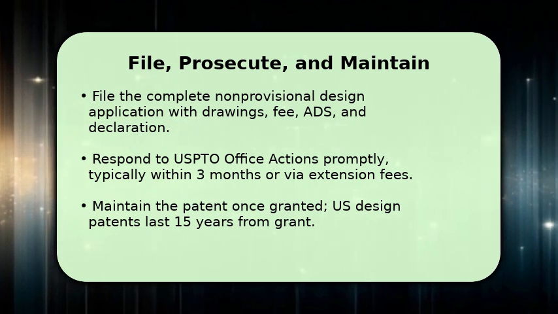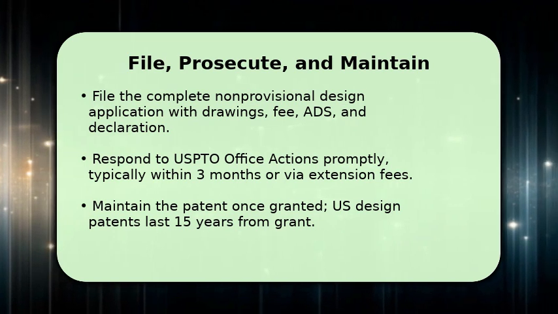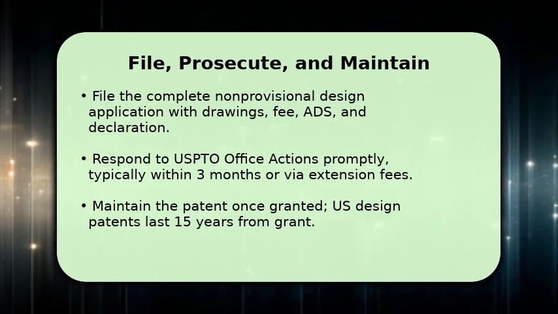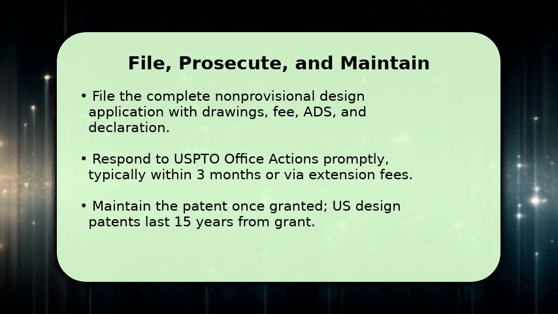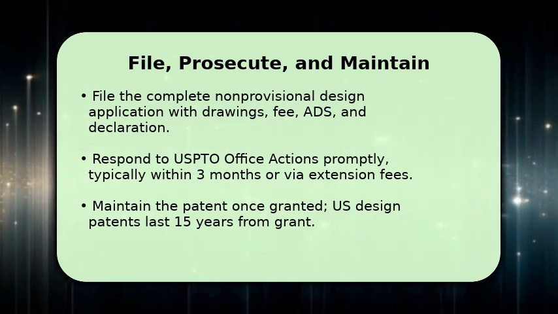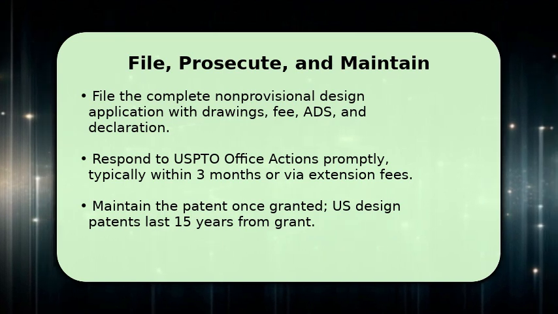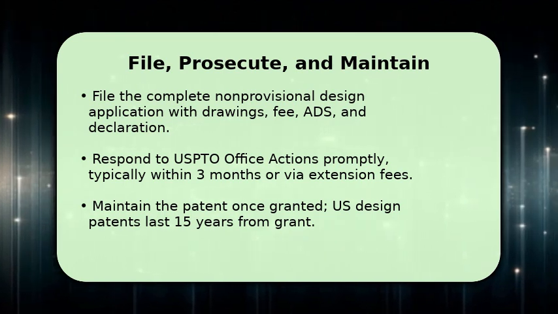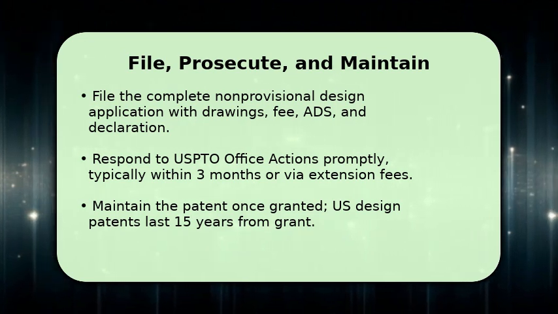If the USPTO issues an office action, respond promptly and substantively within the allotted period, commonly 3 months or with paid extensions, addressing rejections, clarifying claim scope, and amending drawings only when necessary. After allowance and grant, monitor maintenance requirements and enforce rights. A U.S. design patent provides 15 years of protection from grant.